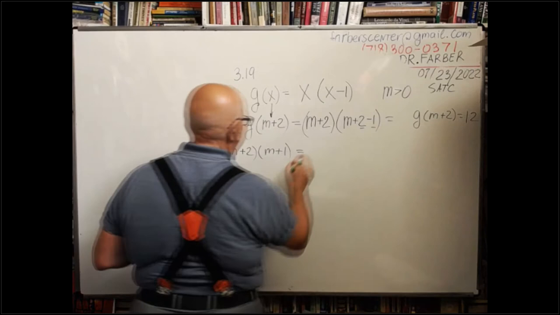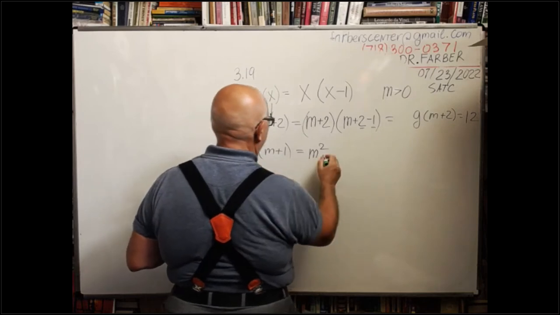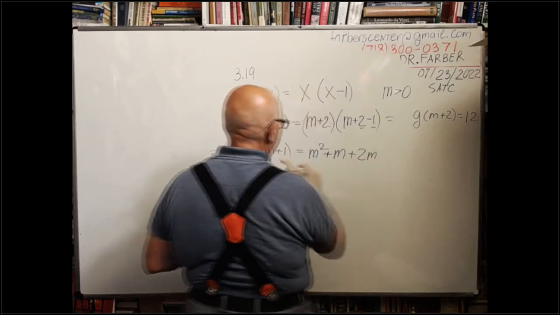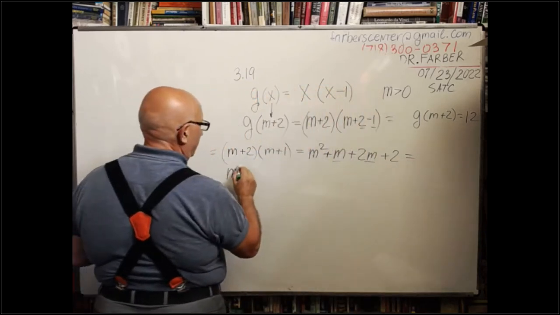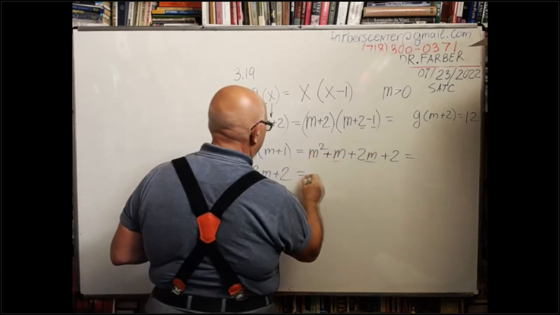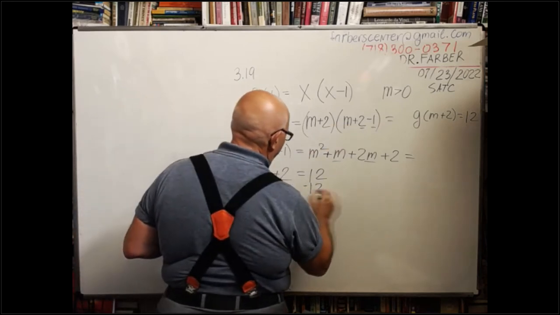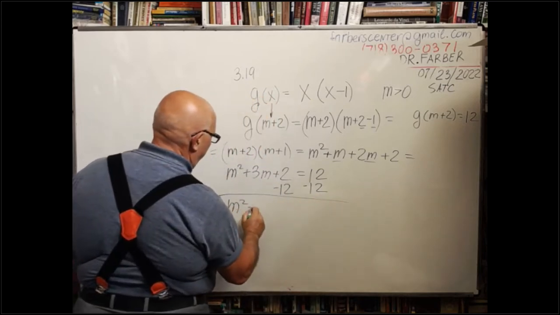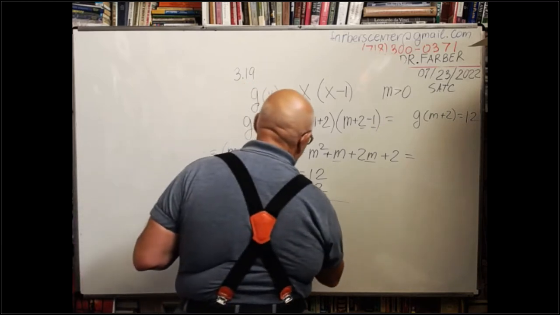Well, use the distributive property. Equals m to the second plus m plus 2m plus 2, or combine like terms, m to the second plus 3m plus 2, and this equals 12. This is given. Minus 12 and minus 12. We get m to the second plus 3m minus 10 equals 0. We factorize it.